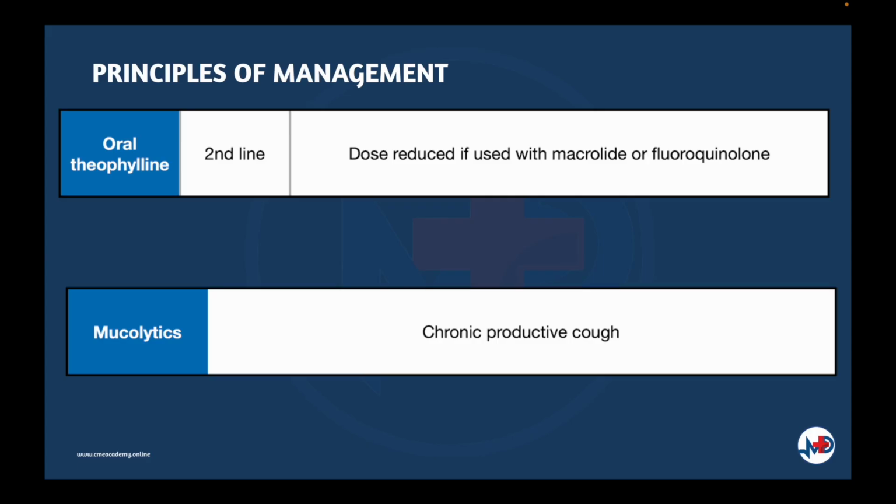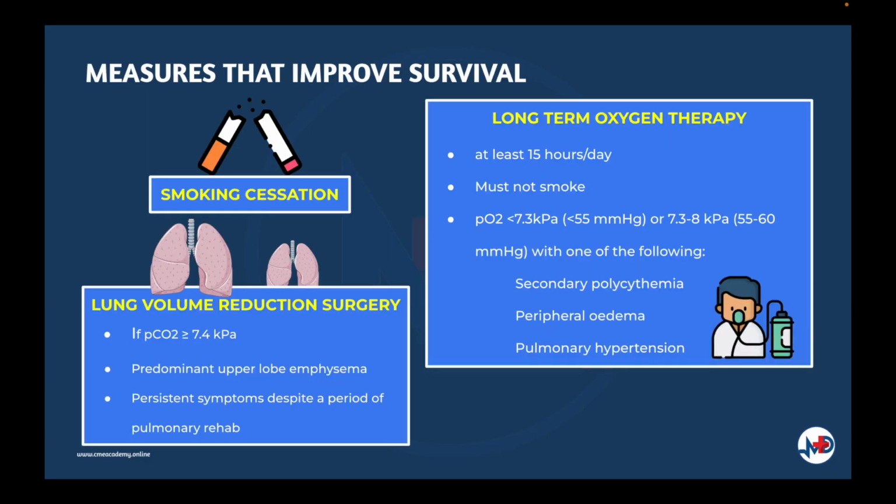Factors which may improve survival in patients with COPD include smoking cessation, which is the single most important intervention in patients who are still smoking, long-term oxygen therapy in patients who fit the criteria, and lung volume reduction surgery in selected patients. The 2010 NICE guidelines on COPD clearly define which patients should be assessed for and offered long-term oxygen therapy or LTOT. Patients who receive LTOT should breathe supplementary oxygen for at least 15 hours a day.